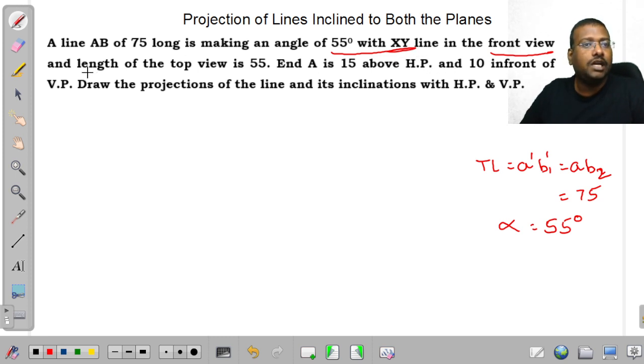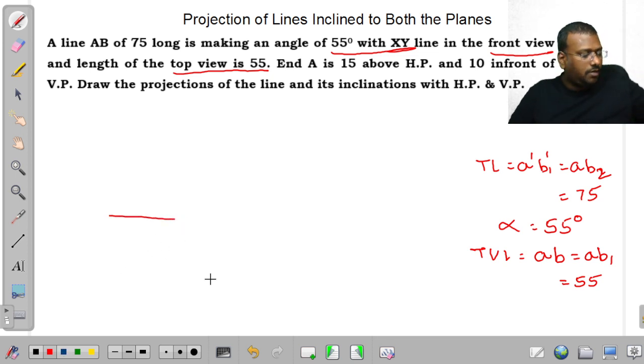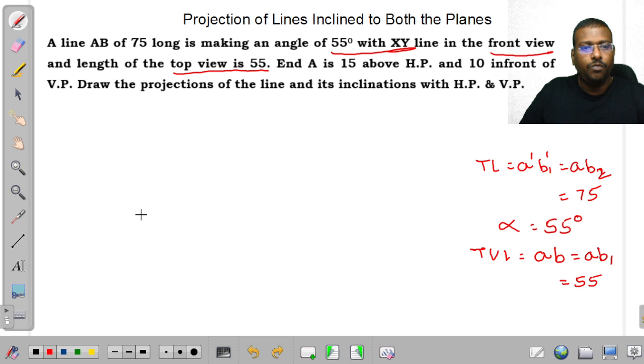And the length of the top view is 55. The top view length is given. Top view length is equal to A B, which is equal to A B1, which is equal to 55. And A is 10 above HP. In the previous problem itself I said we have to place this information immediately with respect to the XY line.